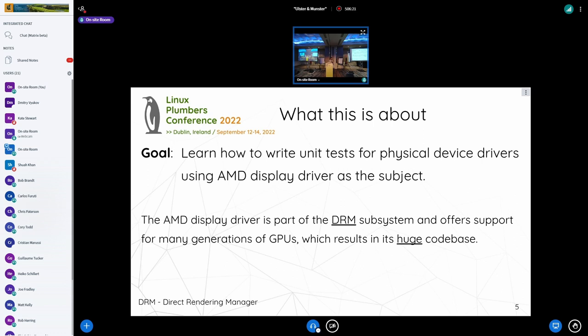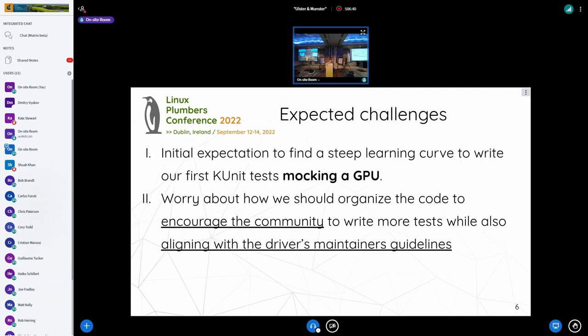The goal of our projects was to learn how to write unit tests for physical device drivers using the AMD display driver as a subject. AMD has a huge code base supporting multiple generations of their GPUs, and it's under the DRM subsystem. Our initial expectation was to have a lot of problems mocking GPUs, but also worrying about how to write unit tests in a way that the community could contribute more, and keeping ourselves aligned with the AMD guidelines.